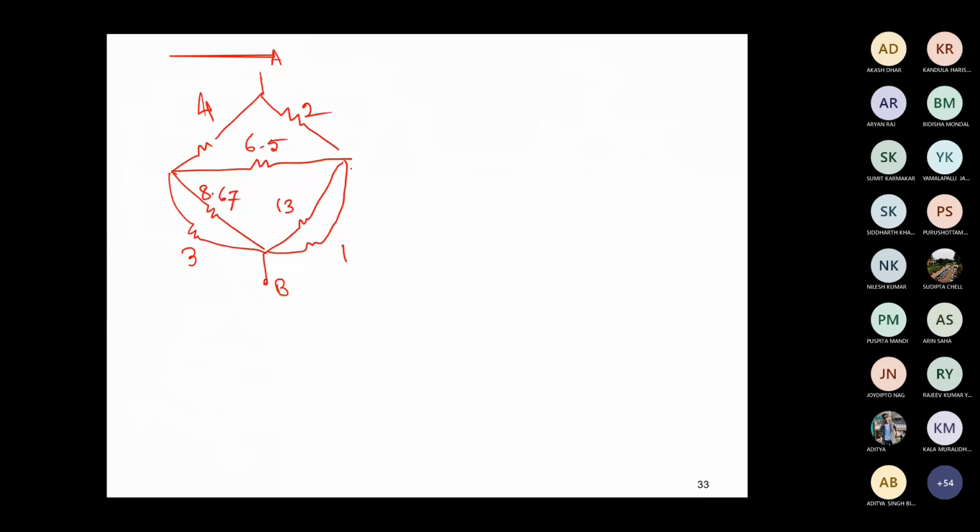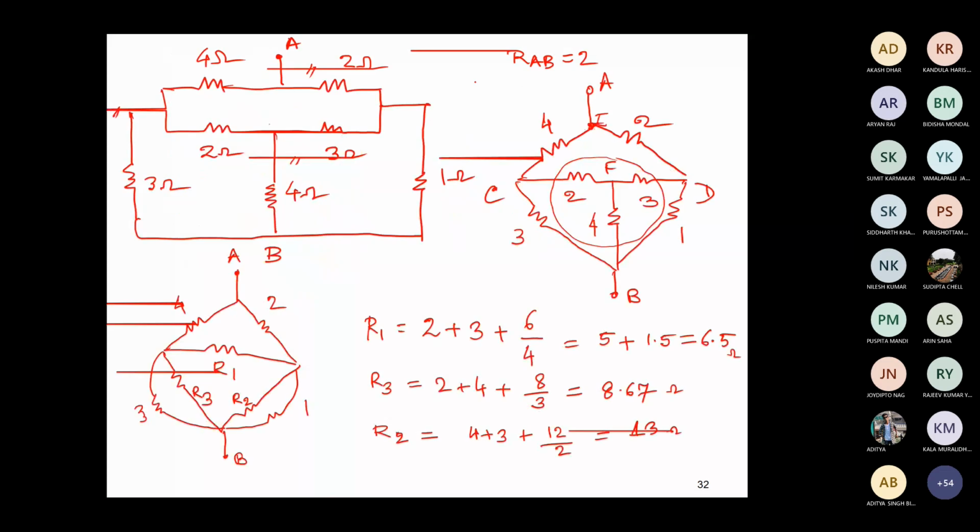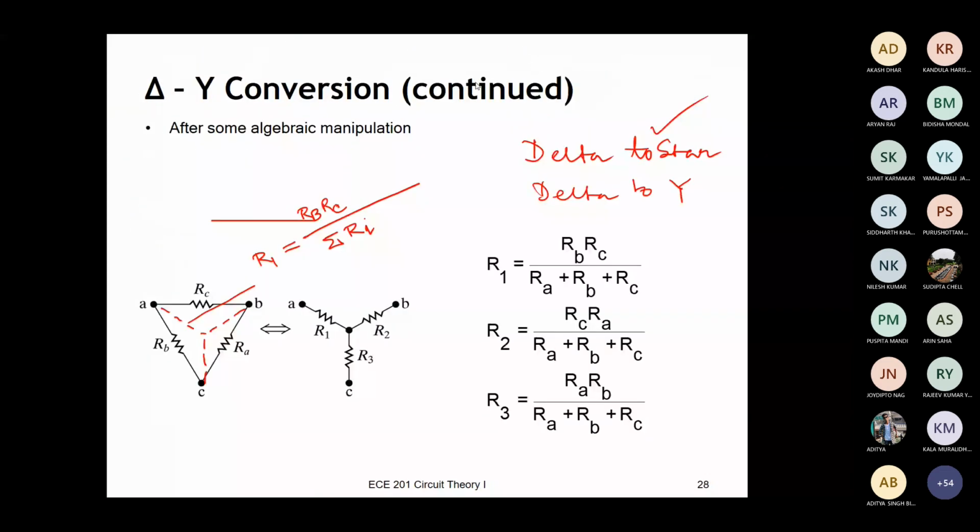So now the task is to get the equivalent resistance for these two parallel paths and convert this delta into star. So we will do it. Then we have simply two resistances in parallel, which are again in series with this. So we'll do it. What was the thing? 4, 4, 2, and 1. So it is RBRC divided by this. Okay.